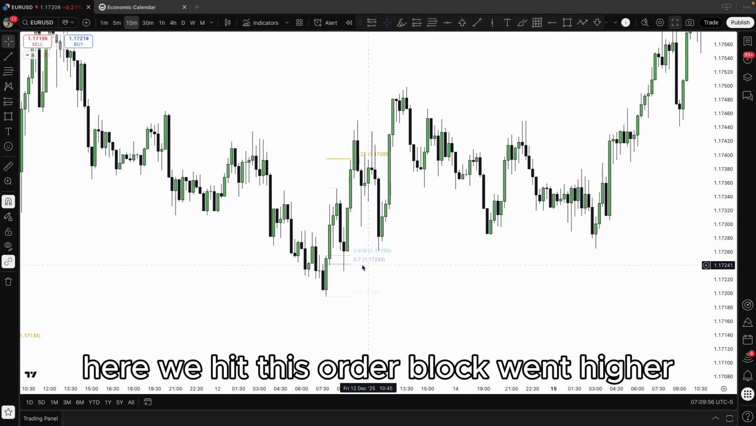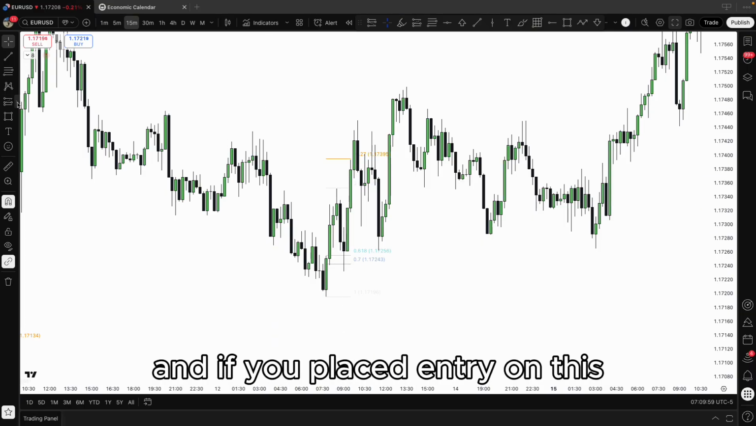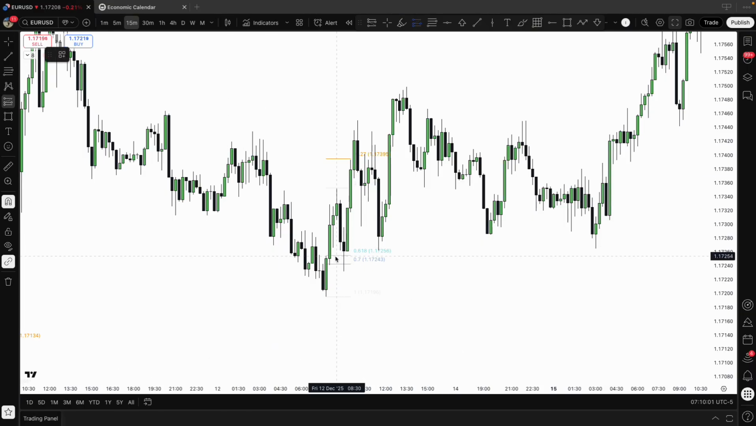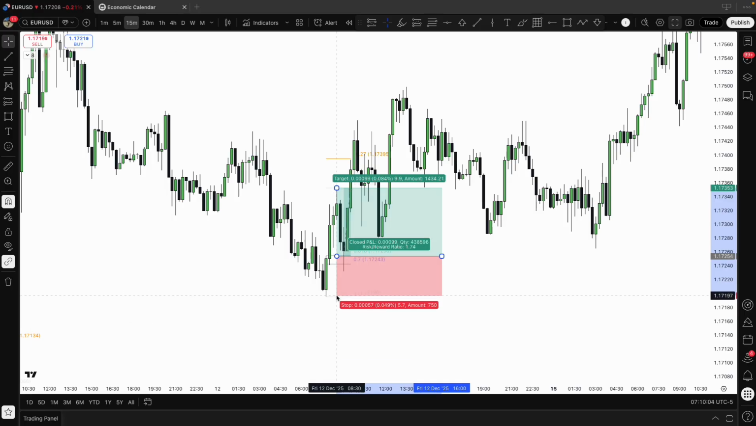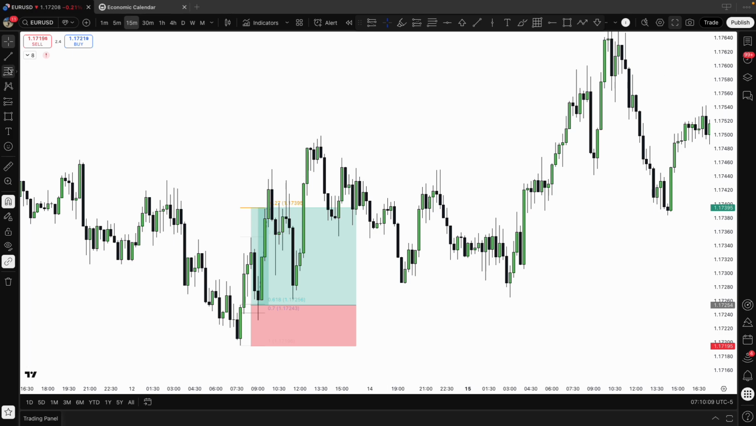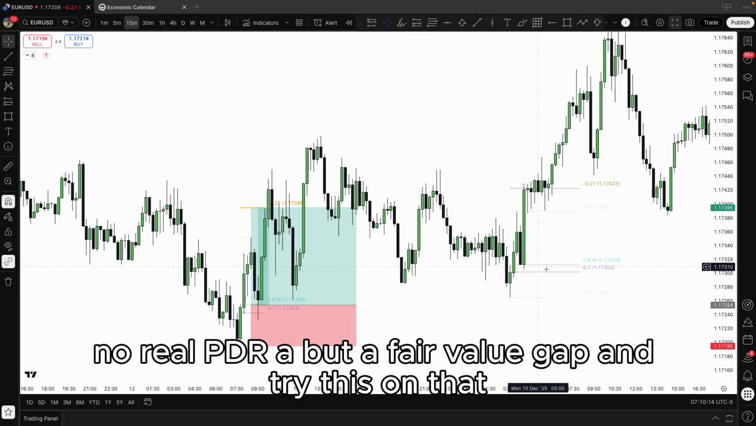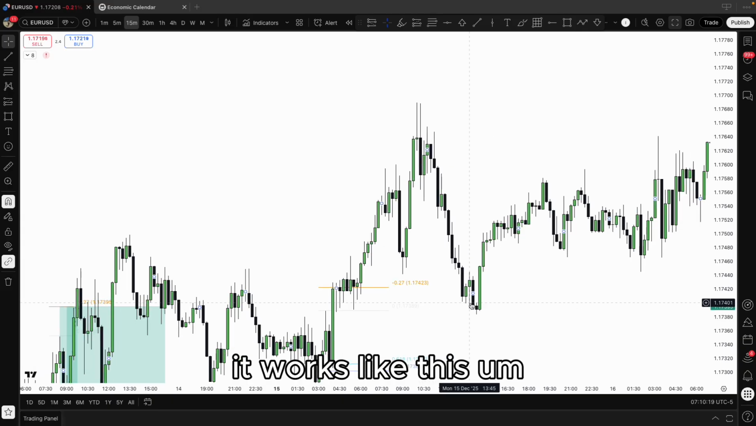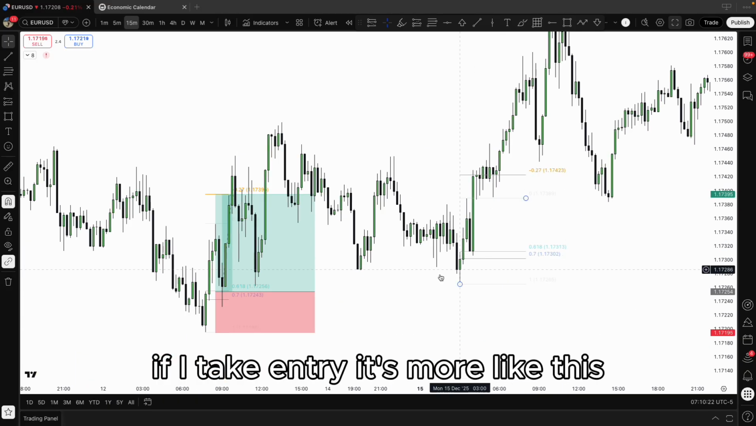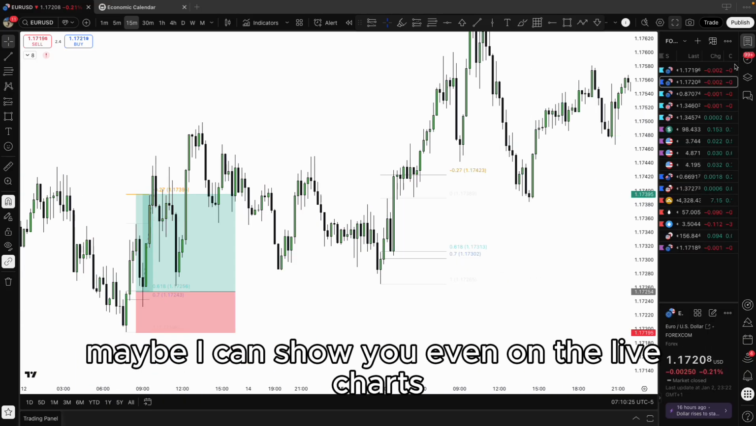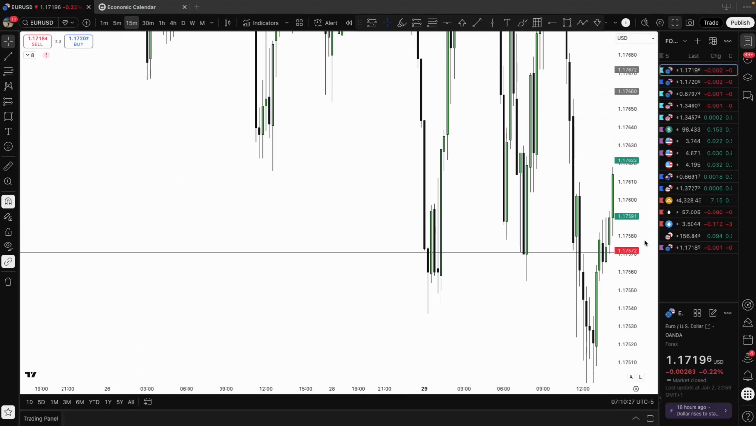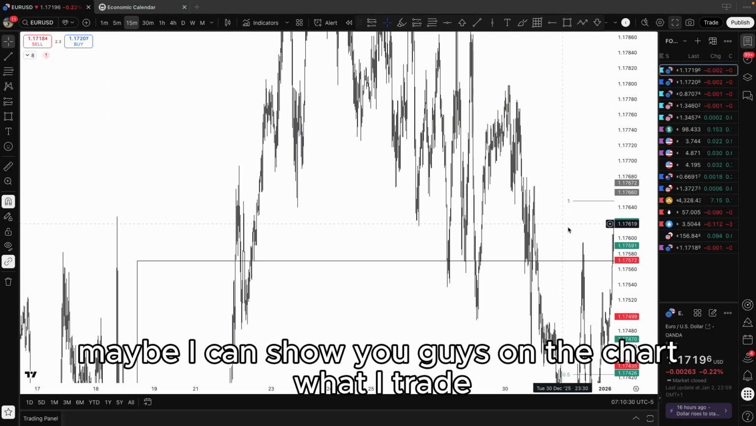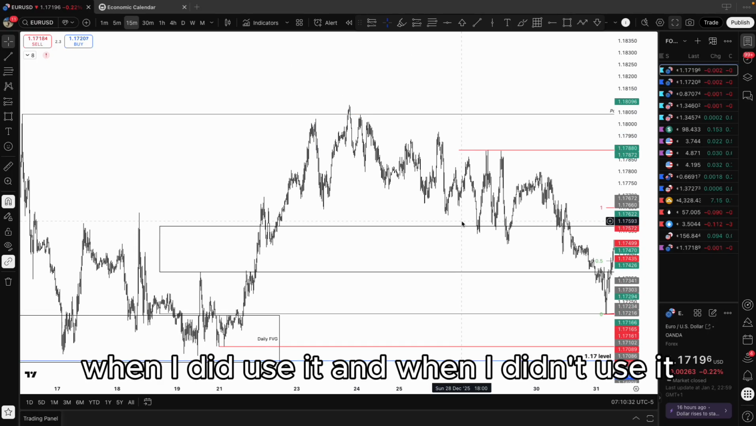Here we hit this order block, went higher, and if you placed entry on this, like this. Also right here, no real PDRA, but a fair value gap, enter this on that. It works like this. If I take an entry, it's more like this. Maybe I can show you even on the live charts. Maybe I can show you guys on the chart what I trade, when I did use it and when I didn't use it.